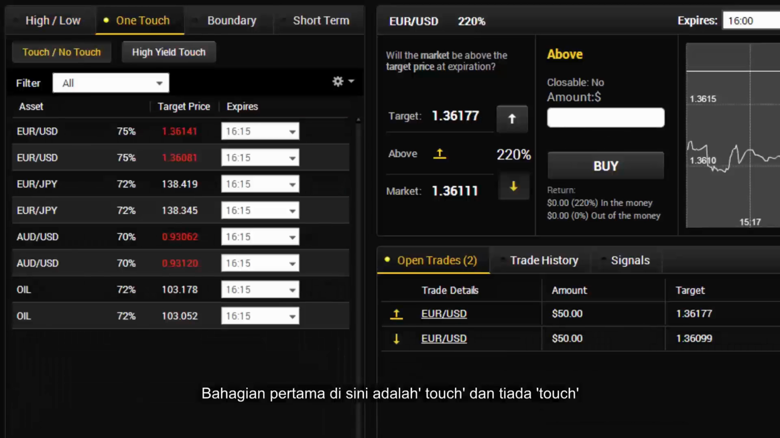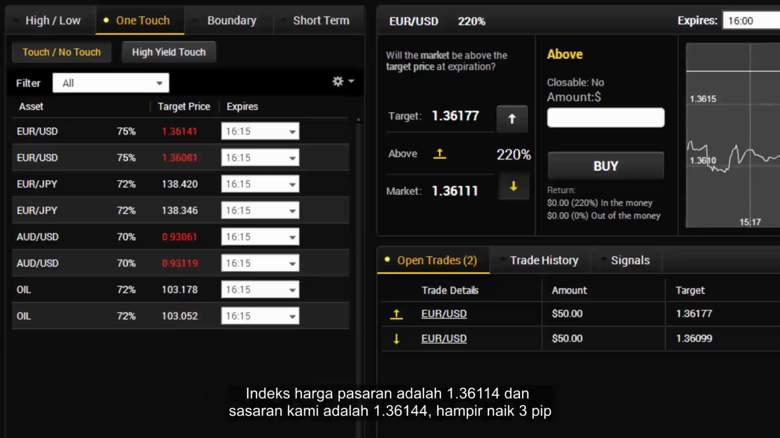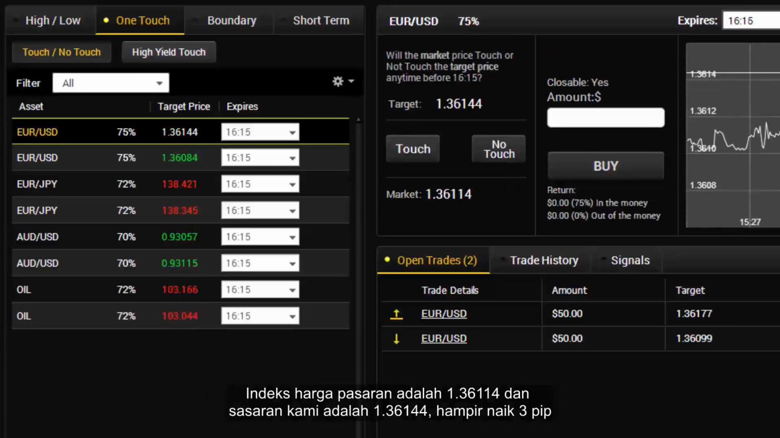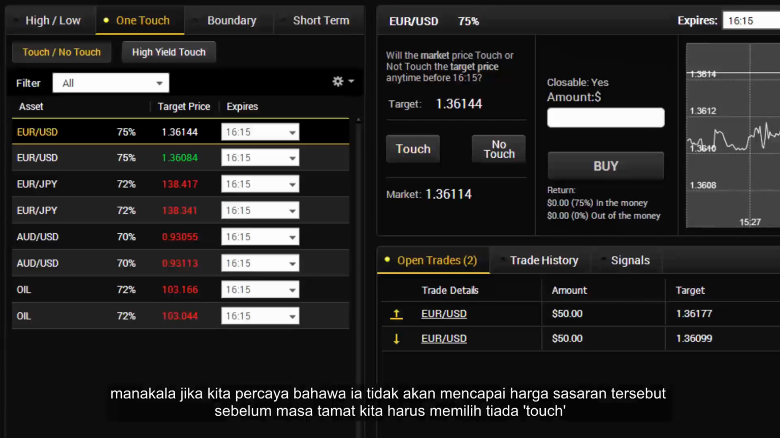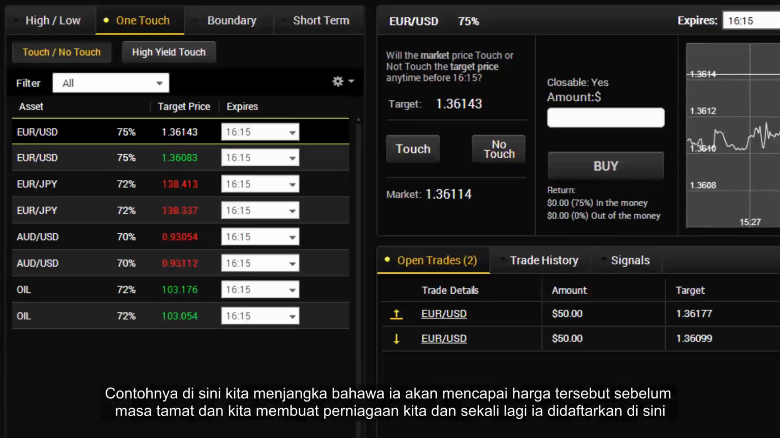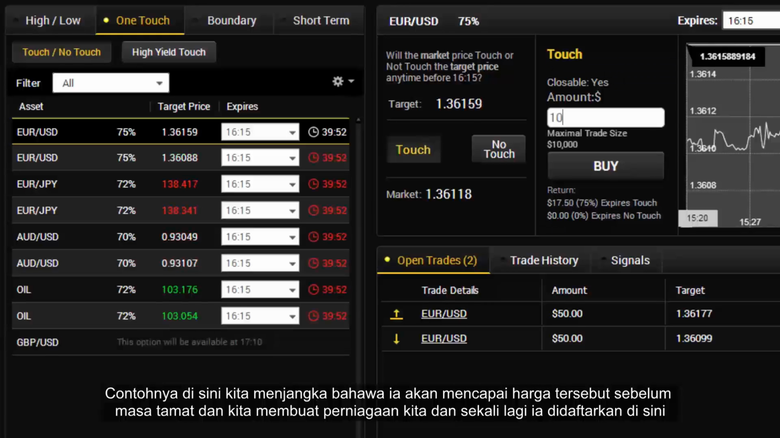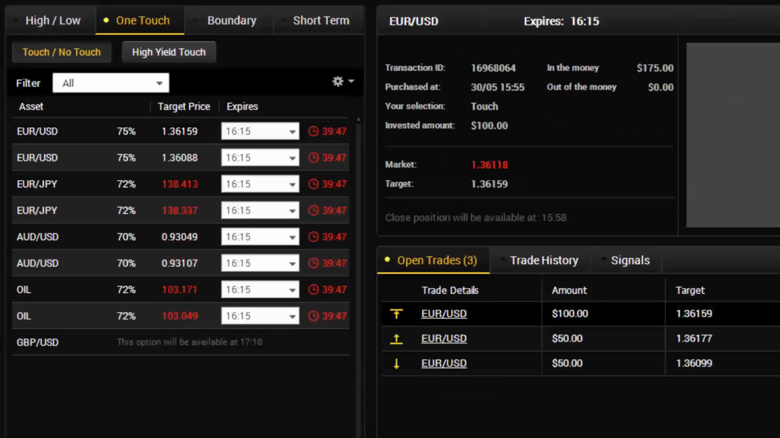First part here is touch and no touch. The market price is 1.36114 and our target price is 1.36144, almost 3 pips up. If we believe the market price will reach our target price before the expiry time, we should choose touch, while if we believe that it will not reach the target price before the expiry time, we should choose no touch. For instance, here we think that it will reach the price before the expiry time, and we make our trade, and again it is registered here.